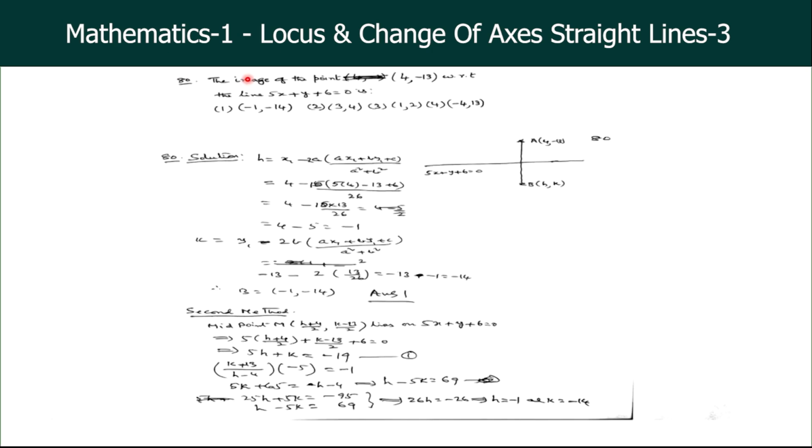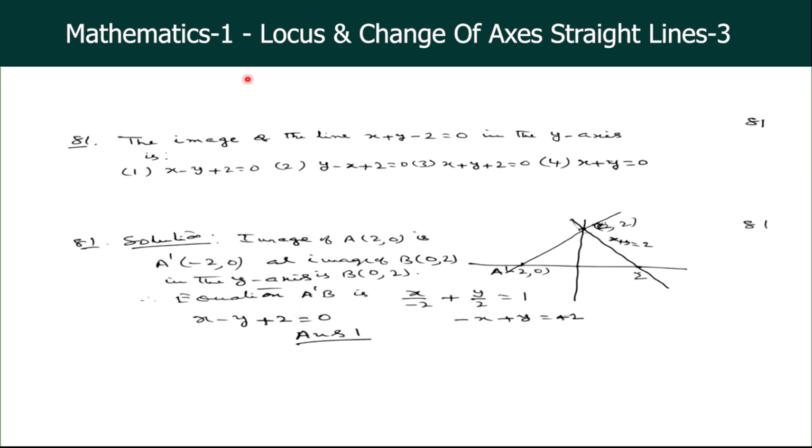Next, the image of the line x + y - 2 = 0 in the y-axis is: 1) x - y + 2 = 0, 2) y - x + 2 = 0, 3) x + y + 2 = 0, 4) x + y = 0.